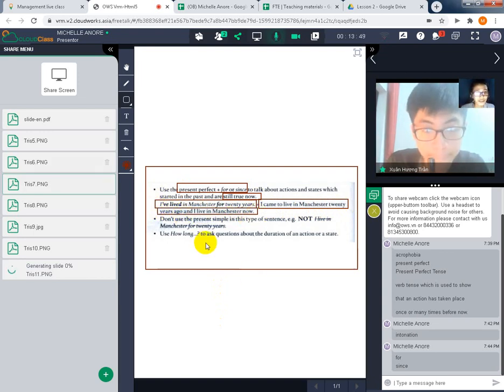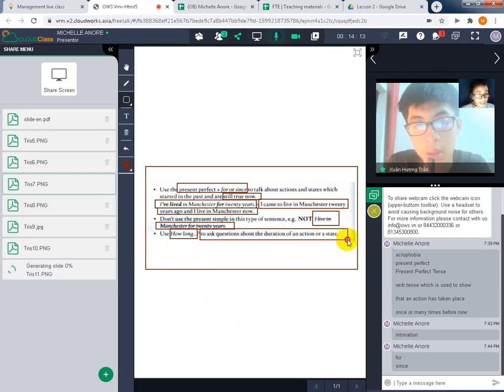Right? Don't use the present simple in this type of sentence. For example, this one, I live in Manchester for 20 years. Okay? Did you get it? Yeah. Okay, that's good. Use how long. So you need to use the phrase how long to ask questions about the duration of an action or a state. So we are talking here about the duration. Alright?